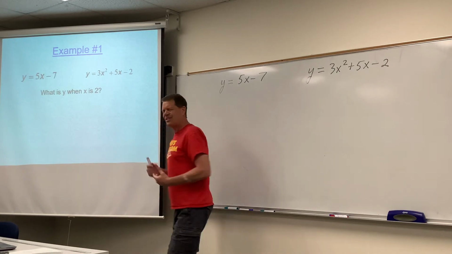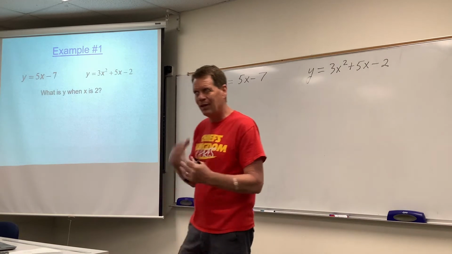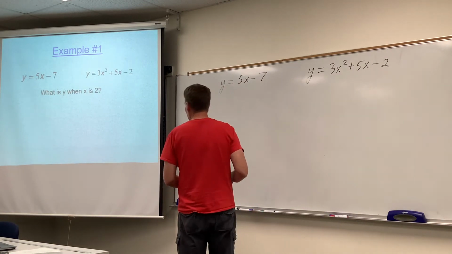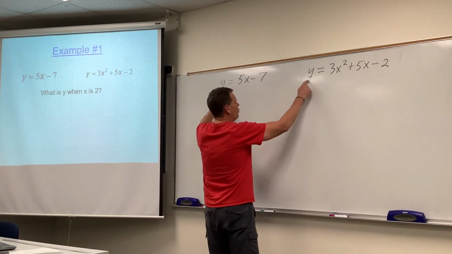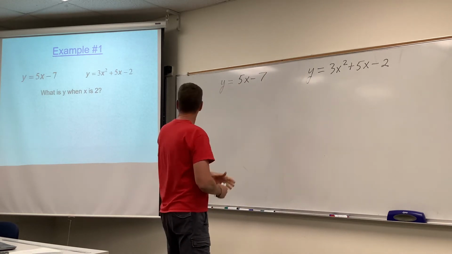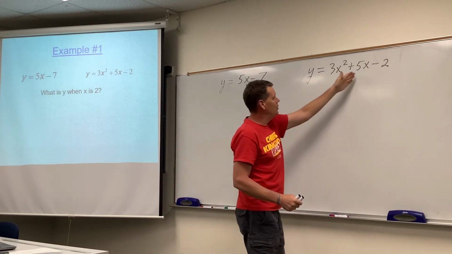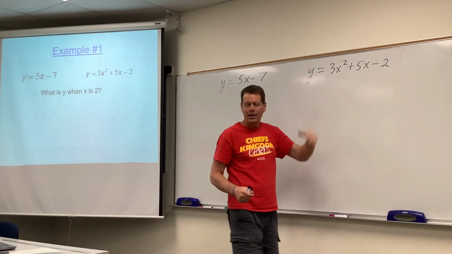That's misleading. It's not misleading. It's vague, maybe. I can't think of the word I want. But the problem is this. Y, there's two different y's. There's two different equations, and they're both named y. Are we supposed to put 2 in for x over here and calculate this y? Or are we supposed to put 2 in for x here and calculate this y?